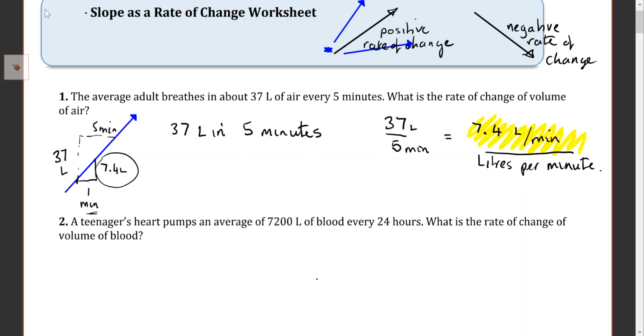Okay. How important is it that we draw the line? I would like you to draw this for this one.